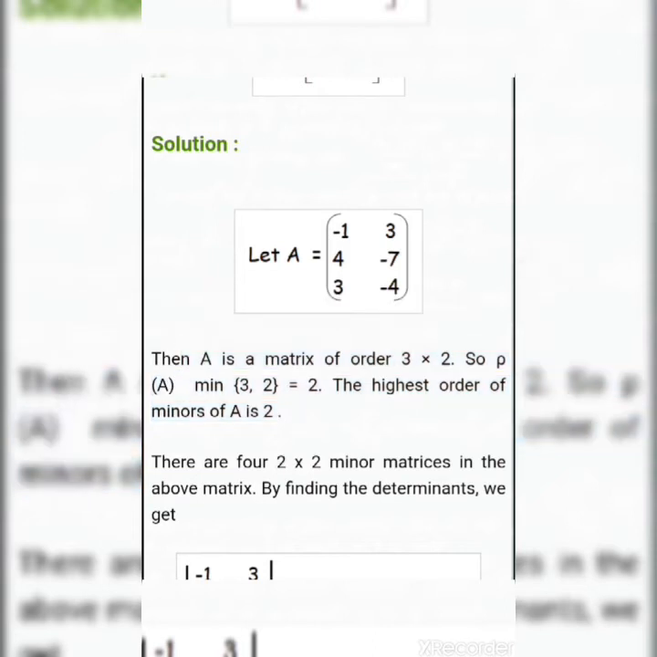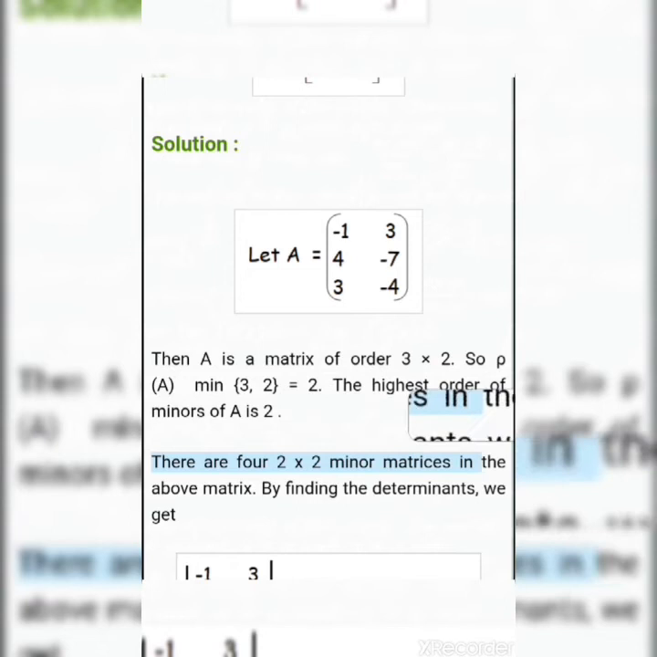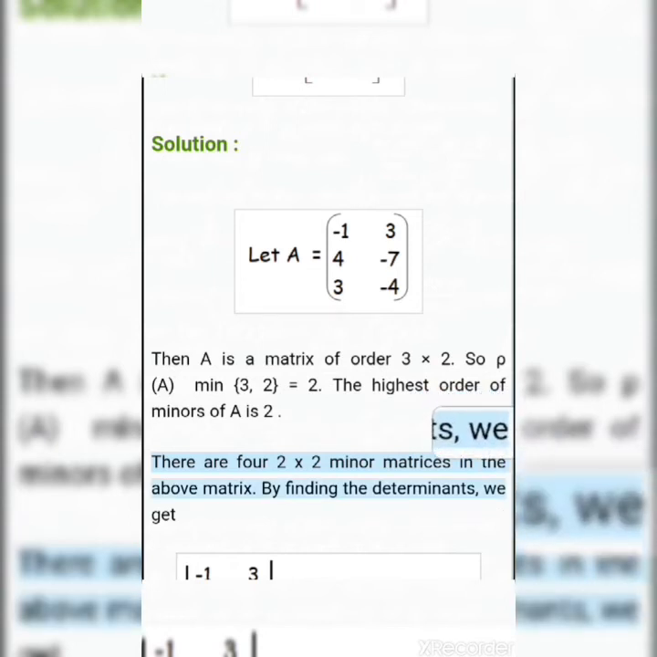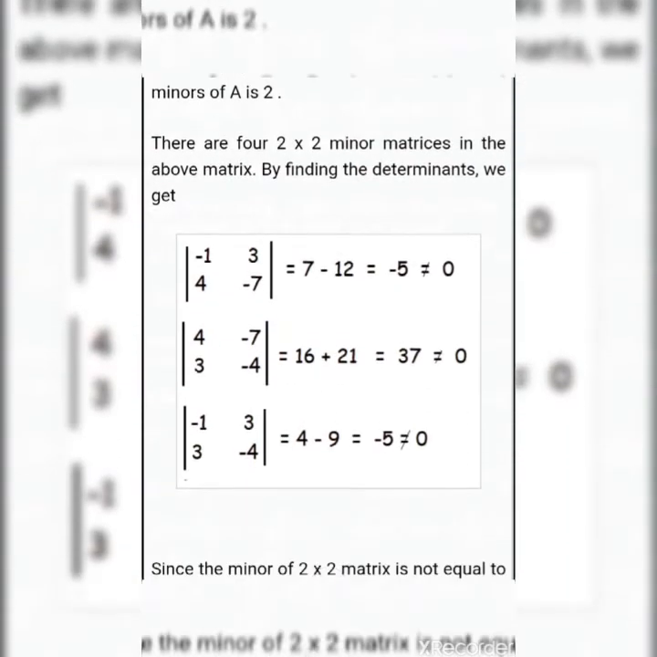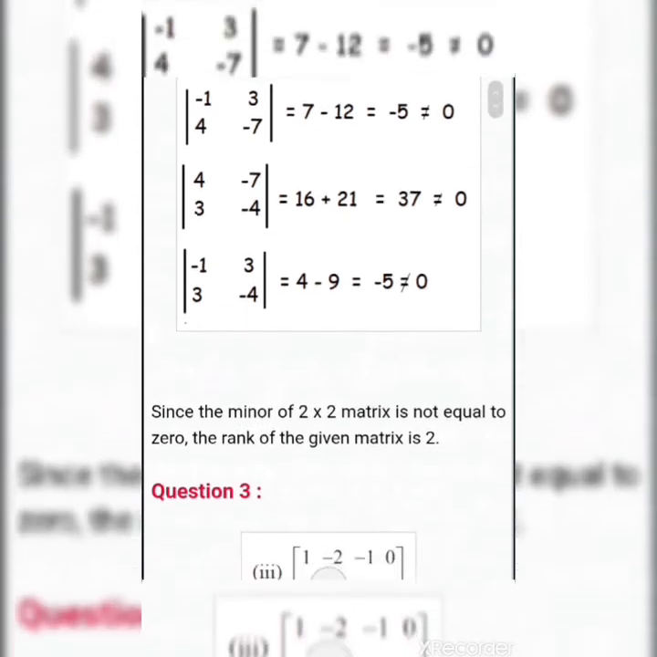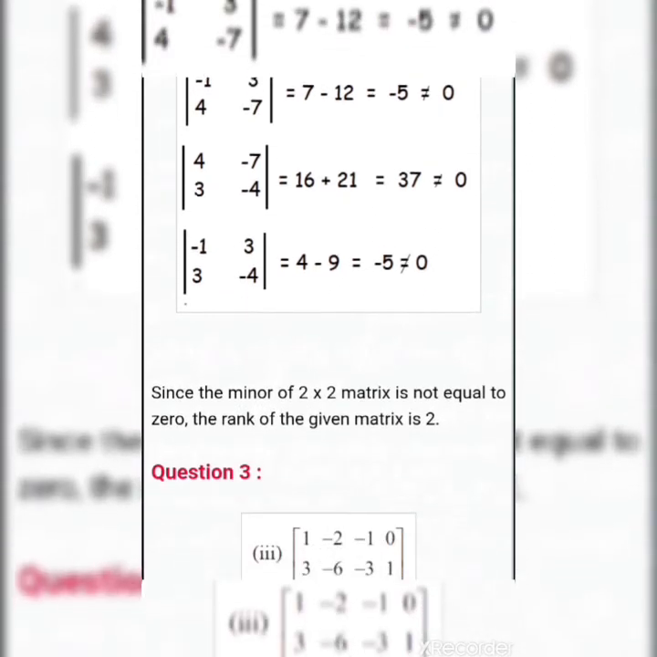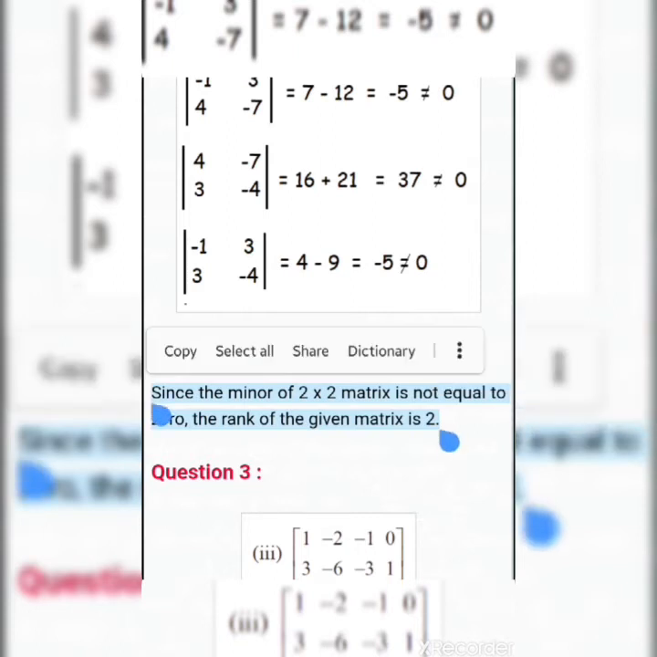Therefore, consider the 2 by 2 minors of the above matrix. By finding the determinant we get minus 1, 3; 4, minus 7: 7 minus 12 is equal to minus 5. That is not equal to 0. The second one is not equal to 0, and the third one is not equal to 0. Okay. Since the 2 by 2 minor is not equal to 0, the rank of the given matrix is 2.